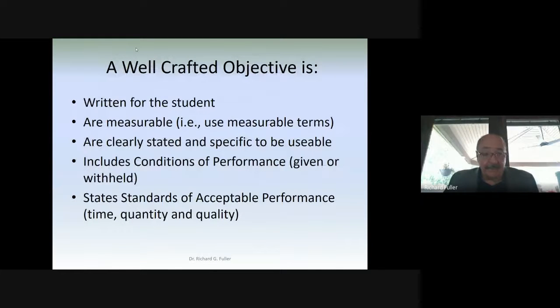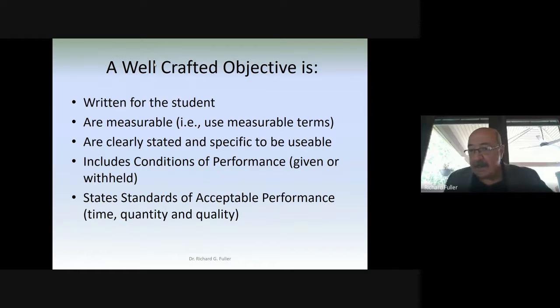The fifth thing is you have to state standards of acceptable performance. This is how well the student has to be able to do something. And these fall within the confines of time, quantity, and quality. Now, not every objective will have this clearly articulated, but it will be there. Example, if I want the student to be able to define quadratic equation, I might come up with, at the end of the lesson, the student will be able to define a quadratic equation.